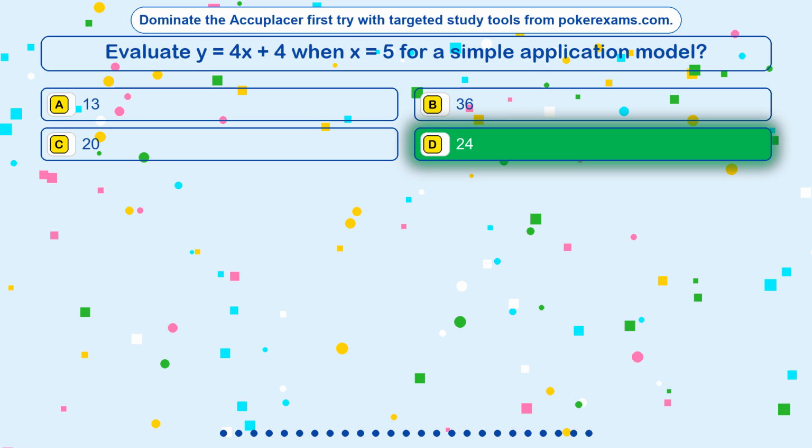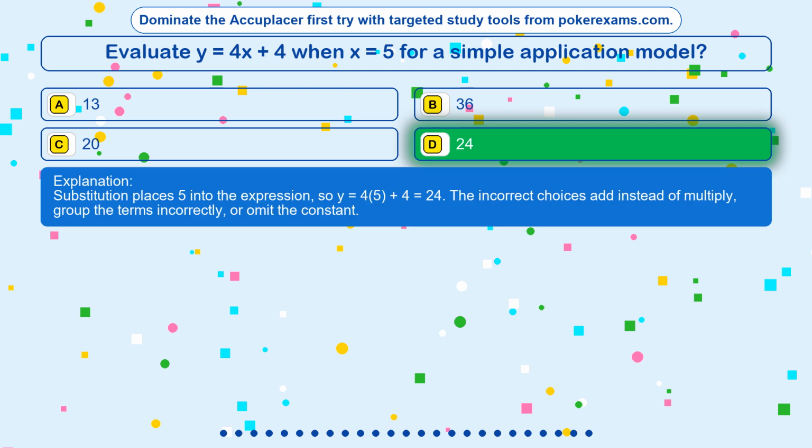The correct answer is option D, 24. Substitution places 5 into the expression, so y equals 4 times 5, plus 4 equals 24. The incorrect choices add instead of multiply, group the terms incorrectly, or omit the constant.